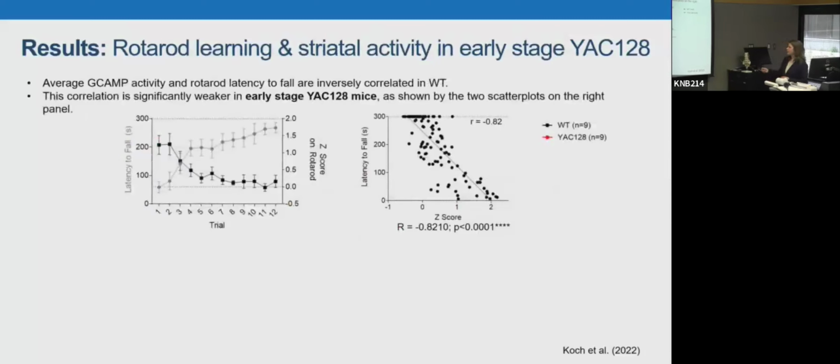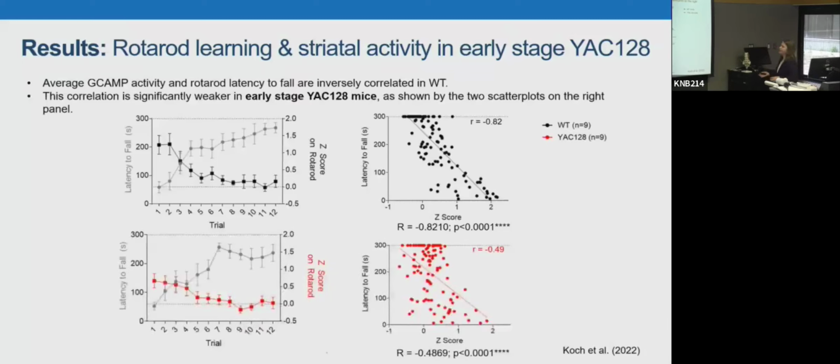So as I mentioned, the overall activity seems to have this inverse correlation. So latency to fall increases and the average Z score on the rotarod, which is our measure of neural activity, decreases. If you look at a correlation between these two measures, their behavior and their neural activity, there's a strong inverse correlation between the two. This is in wild type.